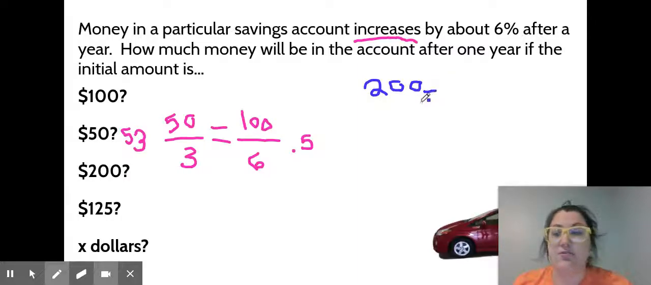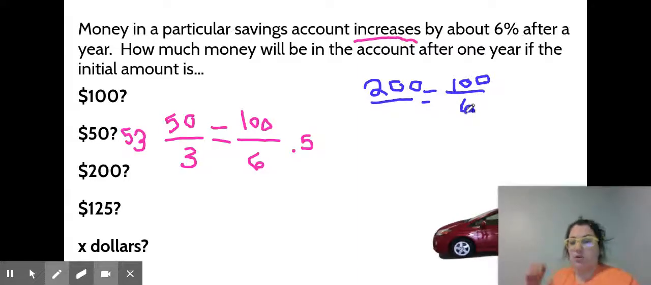And if you did not get those down or did not solve these, you should be solving them along with me now. $200 is my 100%, and I'm trying to find 6%, okay? So 200 divided by 100. You should get the number 2.